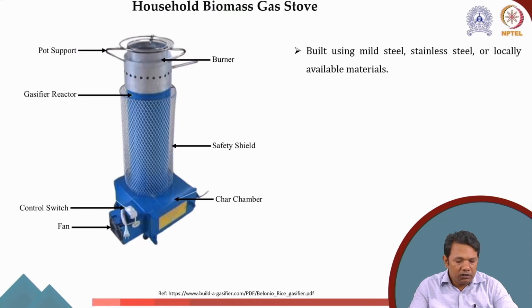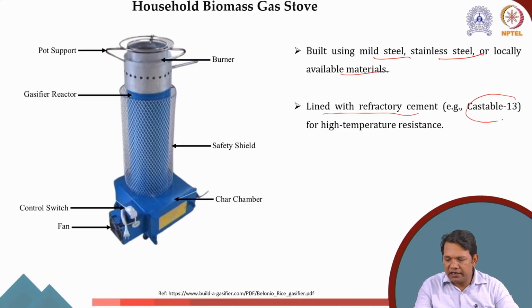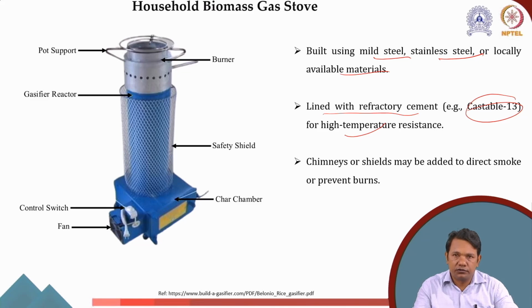If we talk about the construction material, it is built using mild steel, stainless steel or locally available materials, but it necessarily has to be lined with refractory cement. Okay, otherwise there will be huge heat losses. Particularly we use castable 13 for high temperature resistance. In some cases you will see it will become red hot if there is no refractory used.